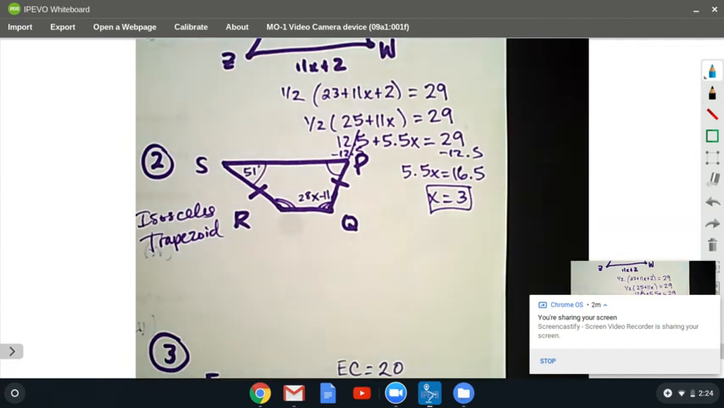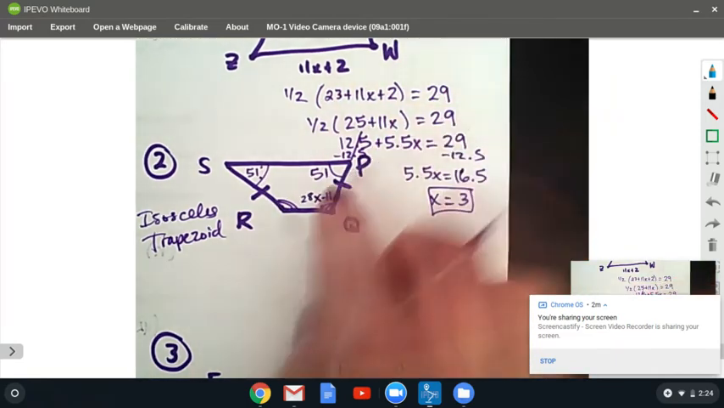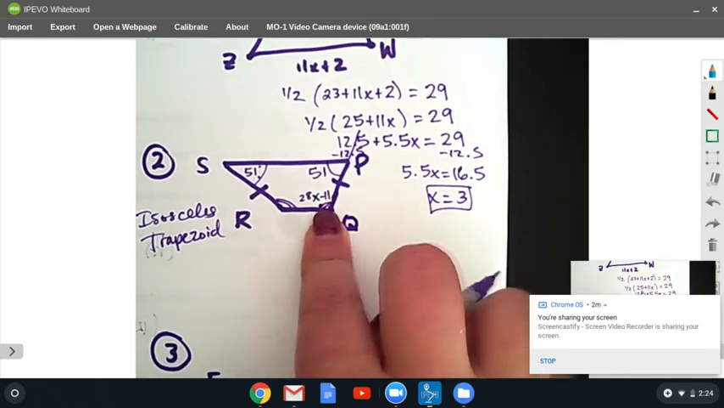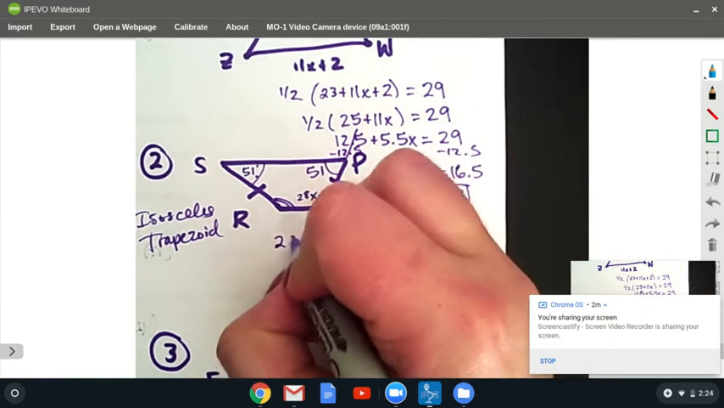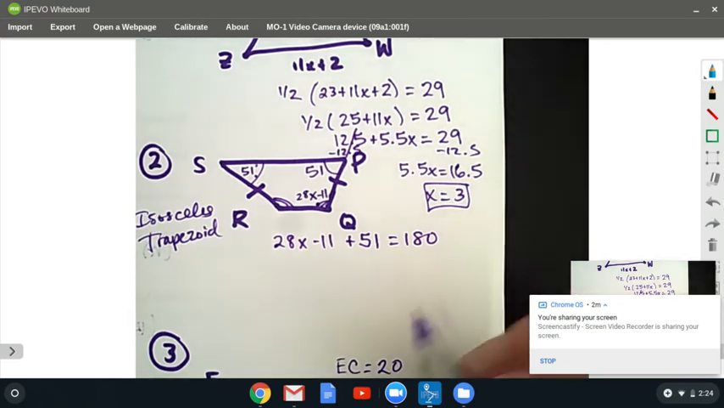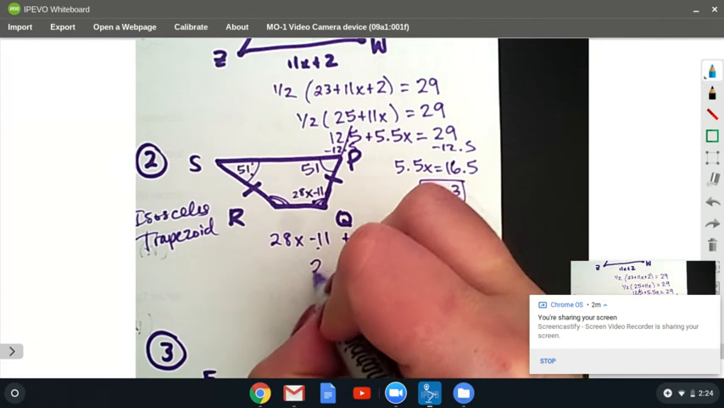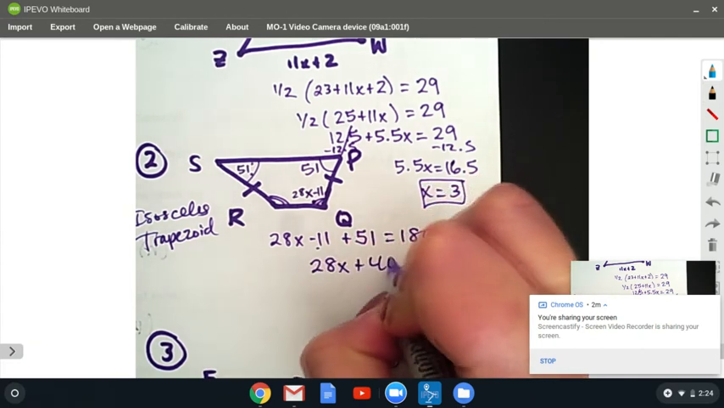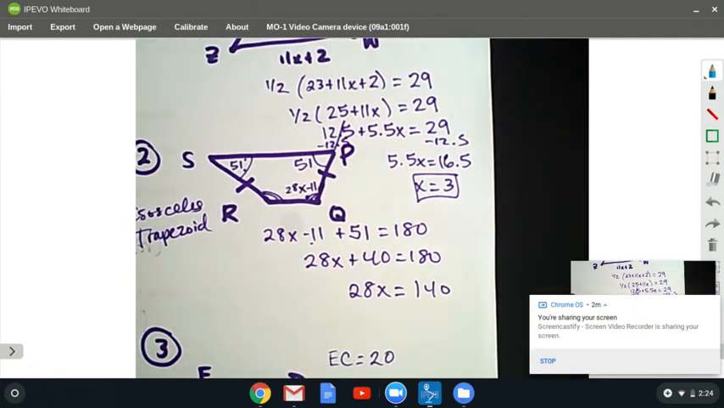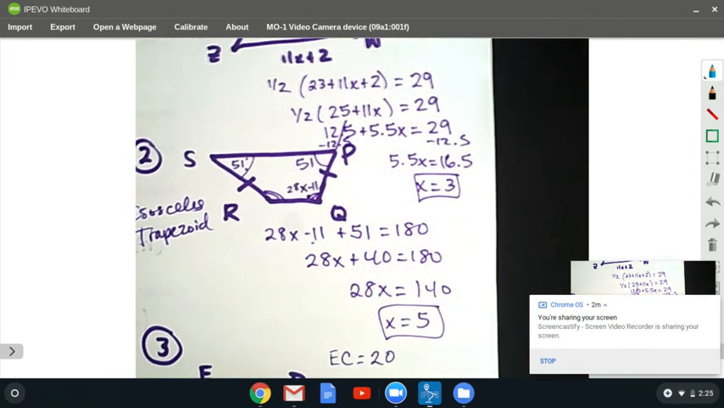What you should know is that if this is 28x minus 11, and that's 51, this should also be 51 because they're congruent. And these are consecutive and they're supplementary, so they should add to 180. So you can do 28x minus 11 plus 51 equals 180. If you take away 11 from 51, we're going to get 40. Subtract 40 from both sides, we get 140, and that divided by 28 is 5.